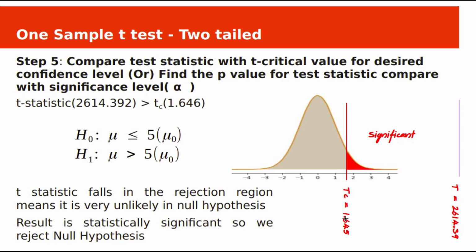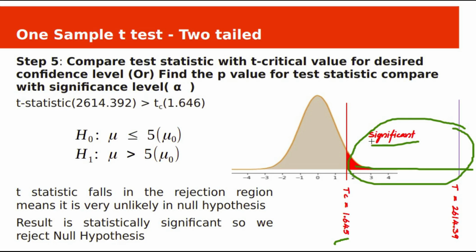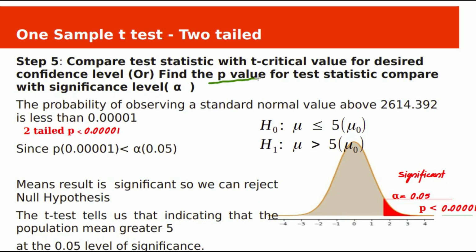The t critical value is 1.645 and the t statistic is 2614.39, which is too far from this t critical value, and that too in the rejection region. So the result is significant. So you can reject this null hypothesis by using p-values.